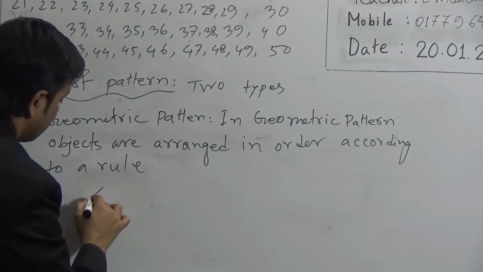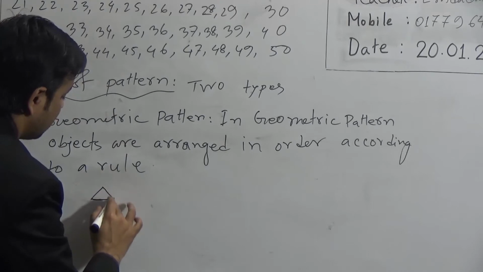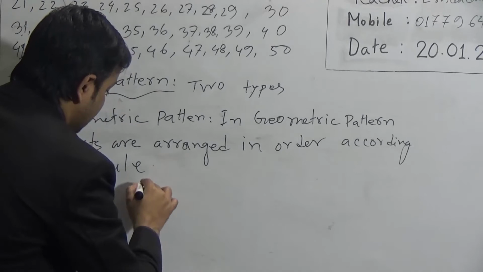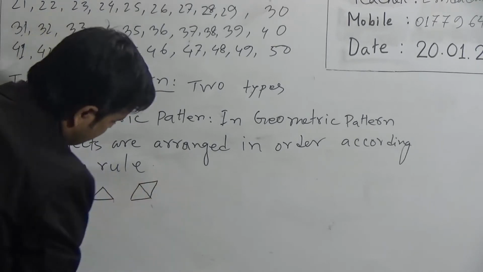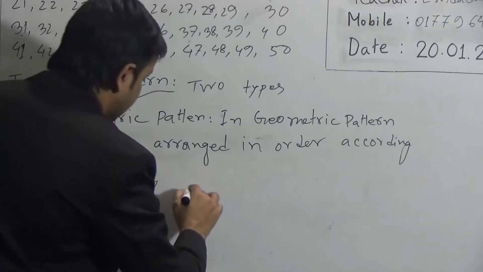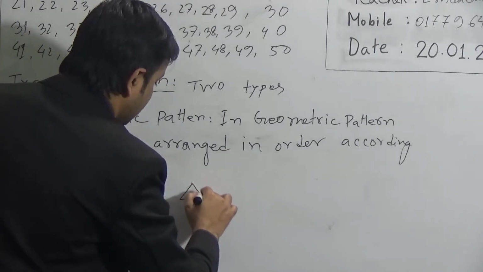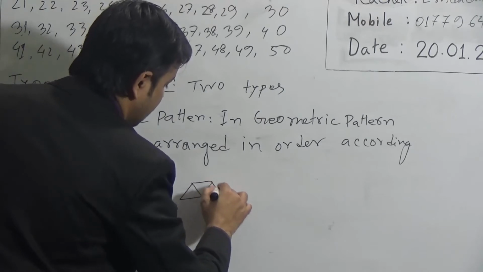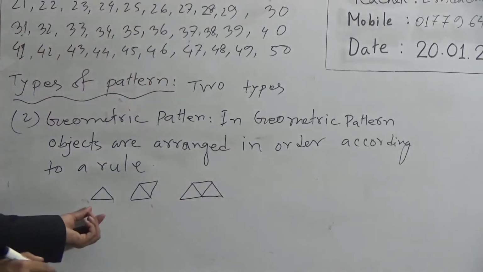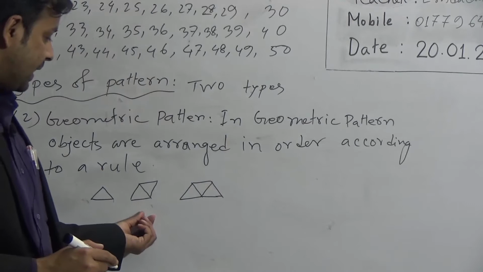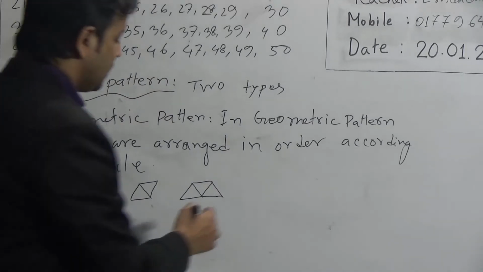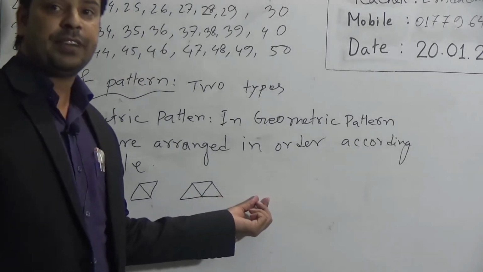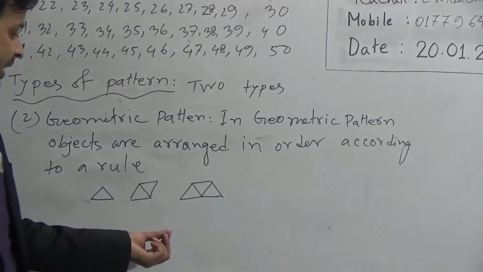This is a triangle. So we can draw the next figure. This is one triangle, so we can draw another triangle here. So here are two triangles. So we can draw the next figure. This is one triangle, this is another triangle, so we can draw here another triangle. So here is one triangle, here is two triangles, here is three triangles. So in this way we can make the fourth pattern or fourth figure.